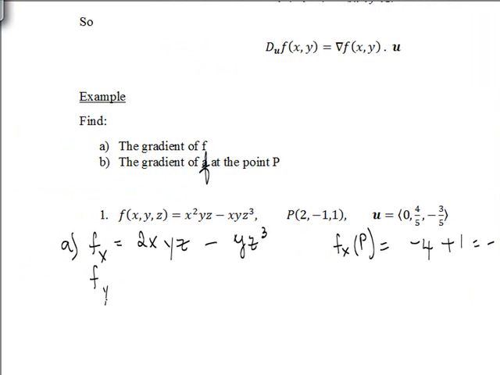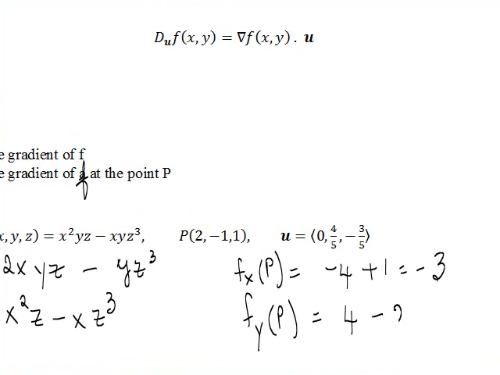Partial with respect to y now, and that is x squared z minus xz cubed. Partial with respect to y at P is equal to, so that's 2 squared, that's a 4, minus x 2 times, so that's a 2, and that gives us 2.